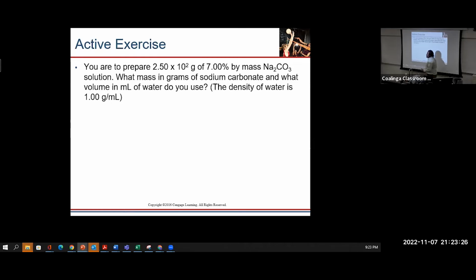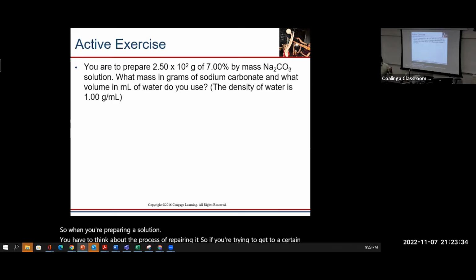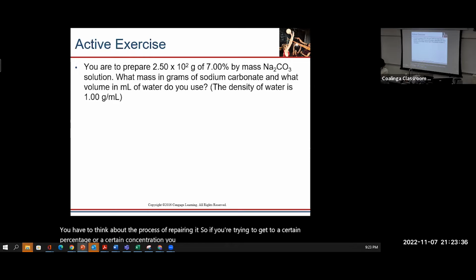Okay, so when you're preparing a solution, you have to think about the process of preparing. If you're trying to get it to a certain percentage or a certain concentration, you want to make sure that you go up to that volume. We're not going to do this problem, but I'm going to show you another problem. You guys can do this on your own. You can look at the notes to get you through it.